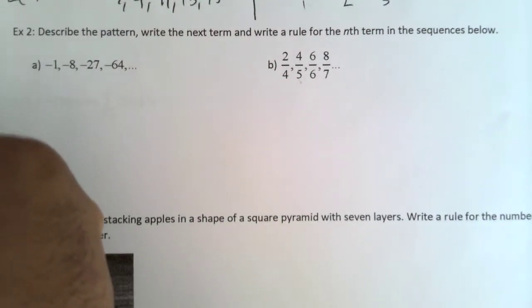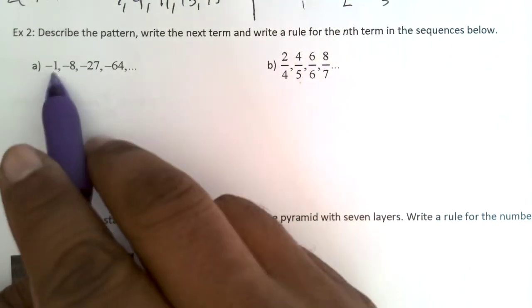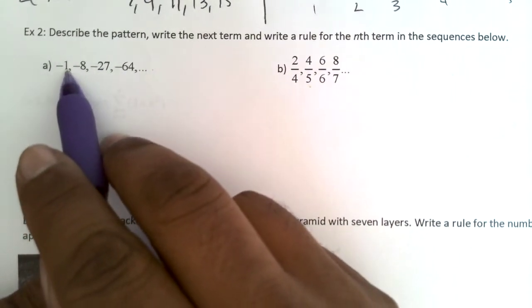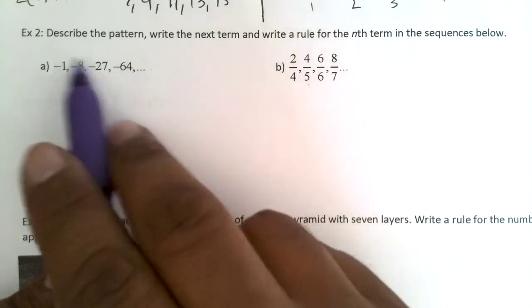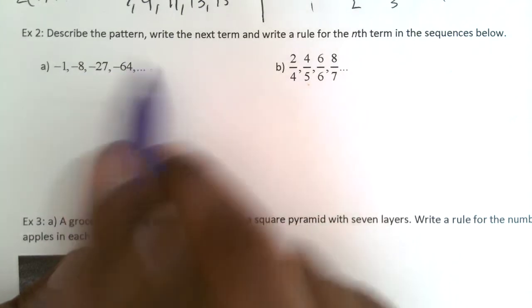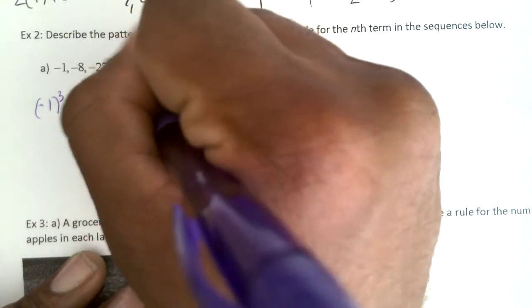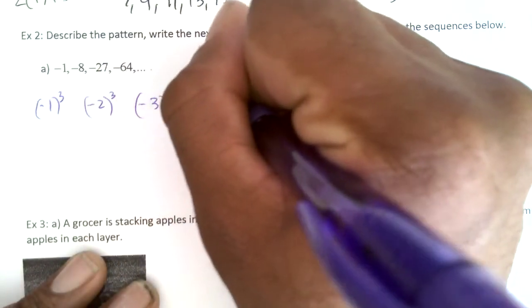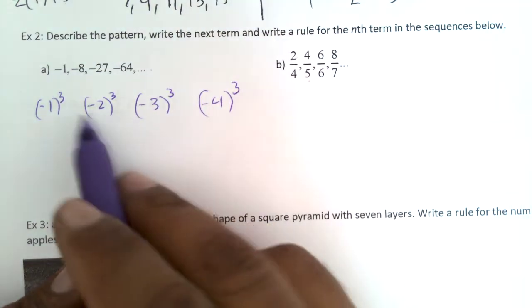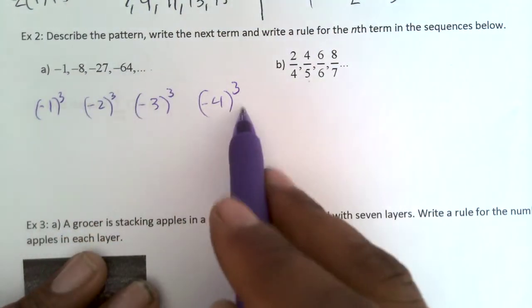Well, this one's asking us to describe a pattern. There are different ways you can do this. We're a little bit more guess and check here. I'm looking at these numbers, and I'm like, well, it's not an add or a multiply, but I'm noticing these are special numbers. These are all cubes. What we have here is negative 1 cubed, negative 2 cubed, negative 3 cubed, and so on, negative 4 cubed. Well, those correspond to my term numbers.